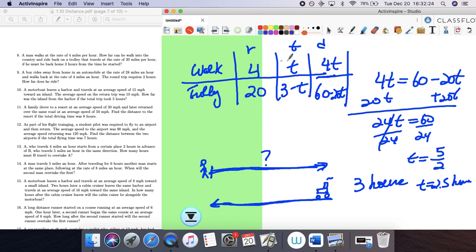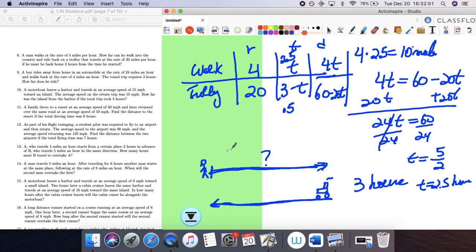So the amount of time that he spends walking is 2.5 hours, and the amount of time that he takes the trolley, obviously, is going to be 0.5 of an hour, or 30 minutes. But that doesn't answer the question. How far can he walk? So, he's walking at 4 miles an hour, and he does that for 2.5 hours. What is the distance that he walks? He walks 10 miles.